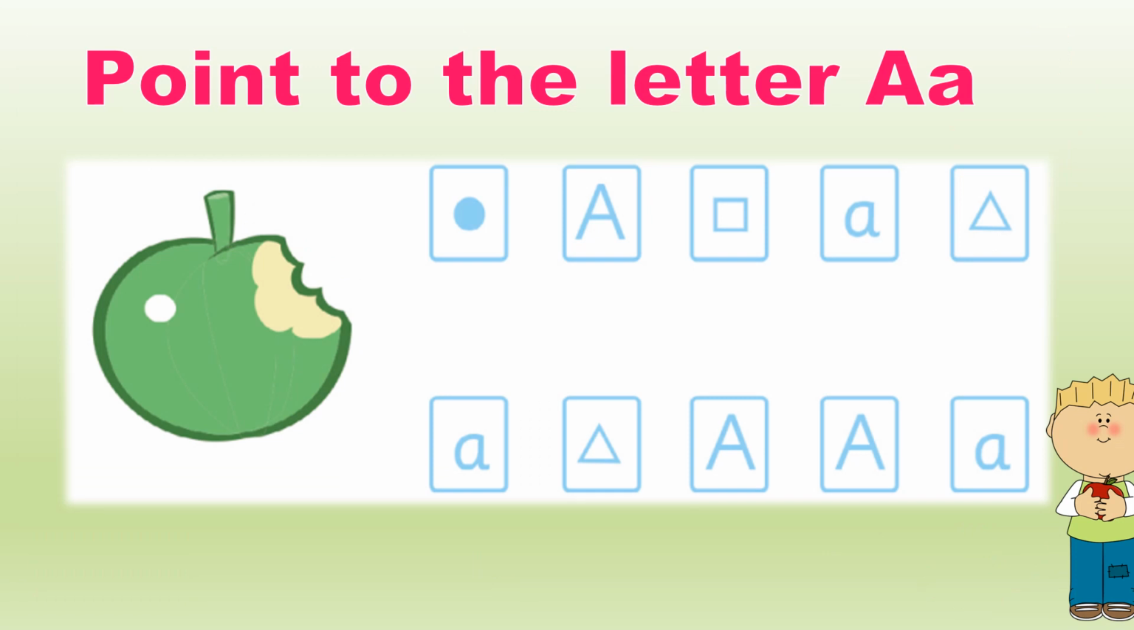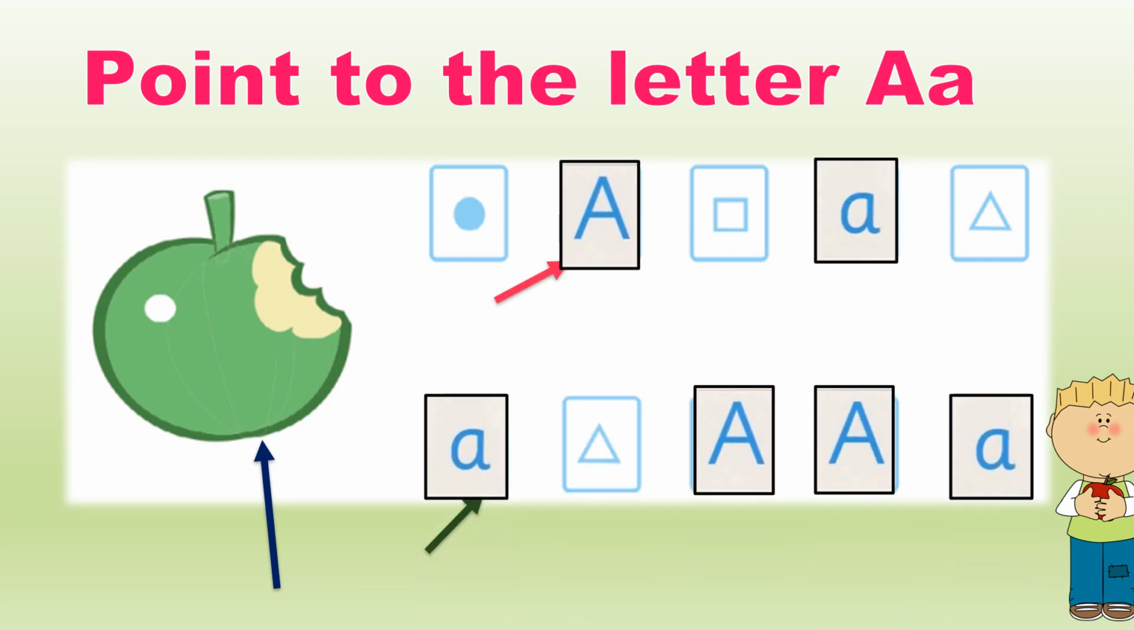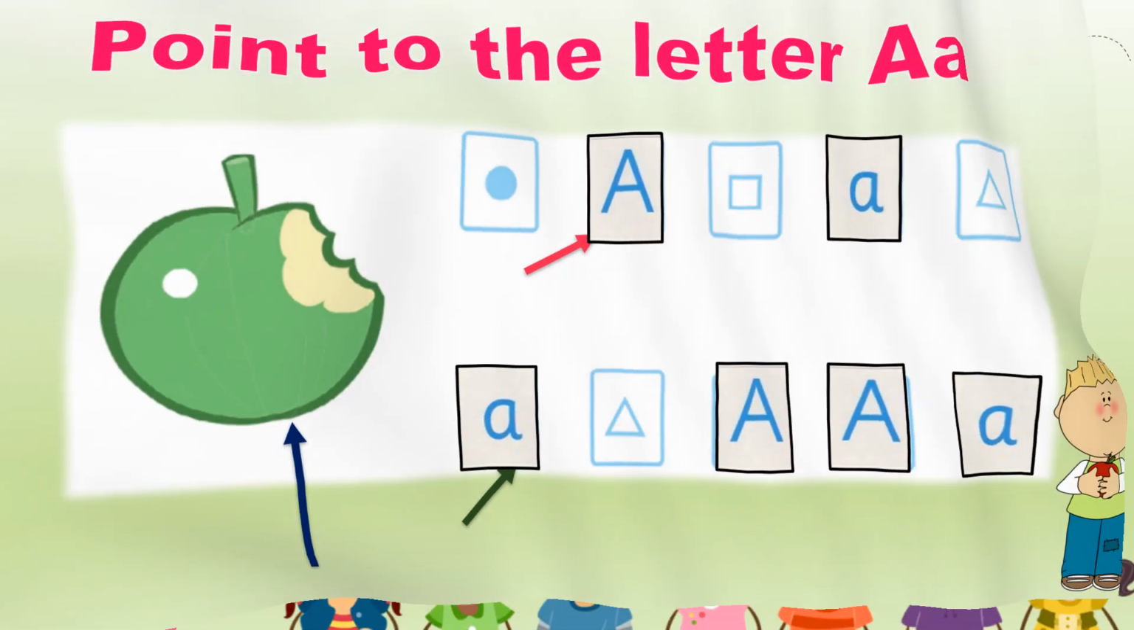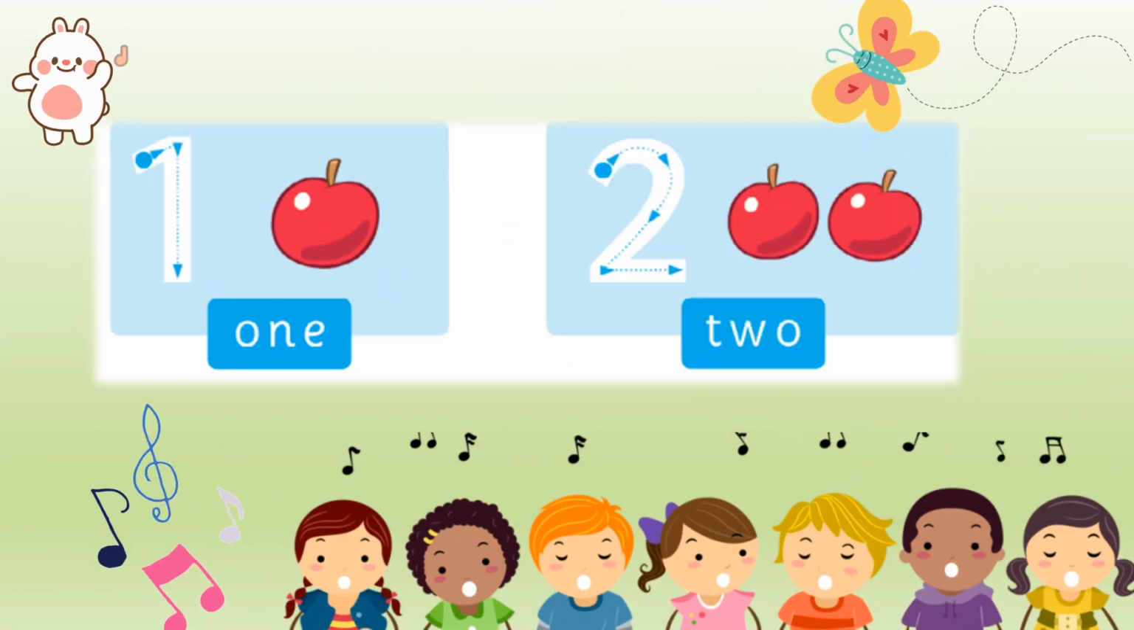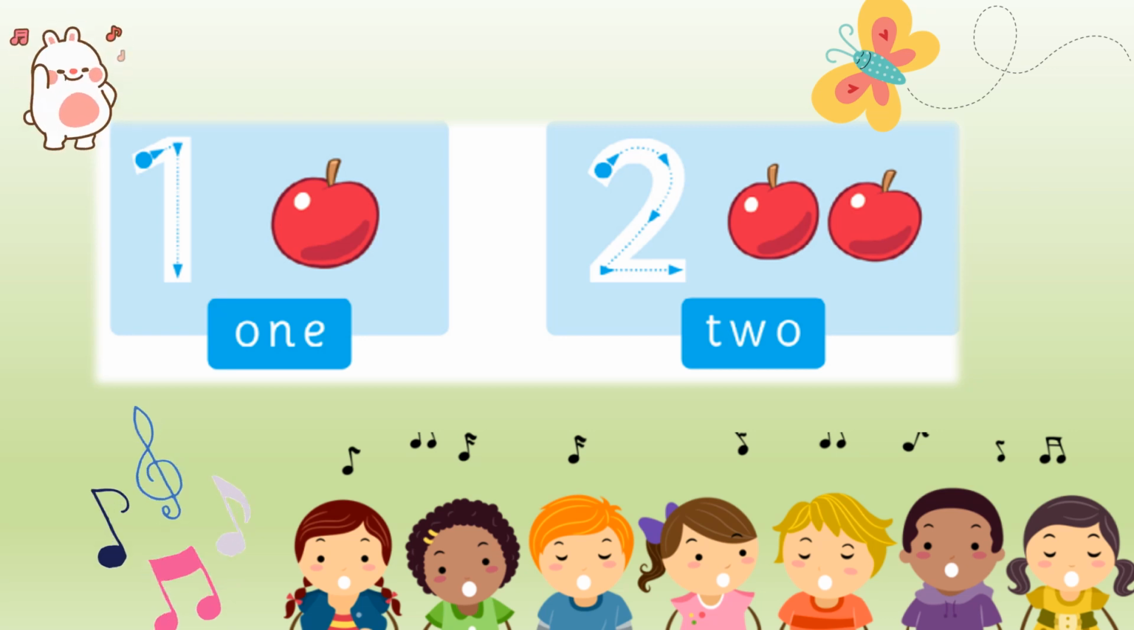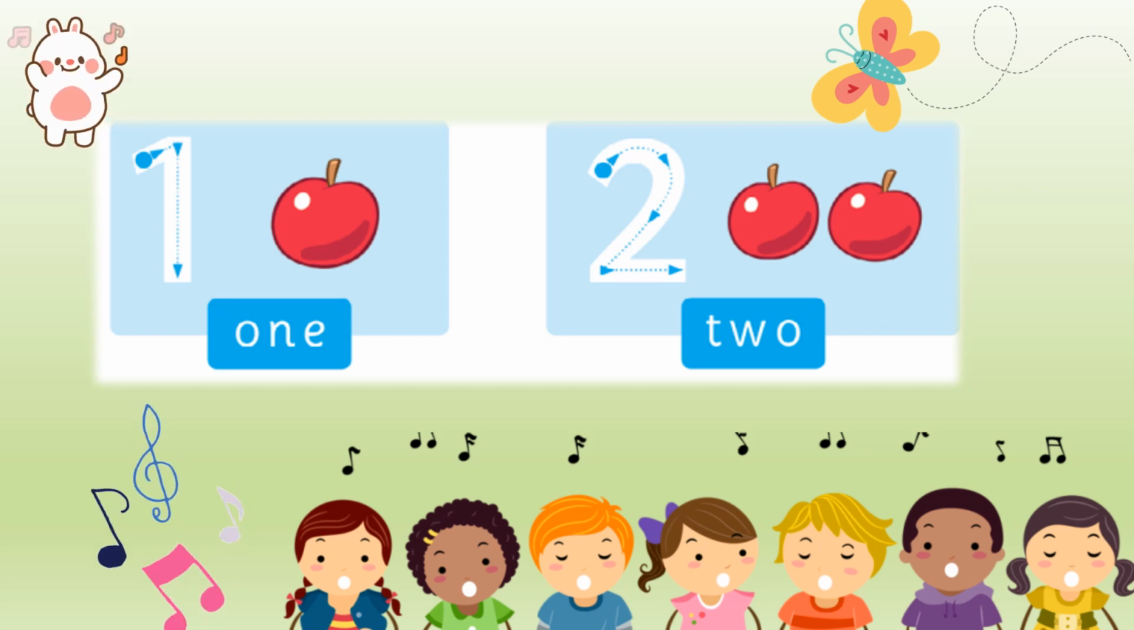You are so good. Now, let's point to the letter A. Okay, now look at the screen. You can see number 1 and number 2, right? Now, listen and point. Listening 11. Point and sing.